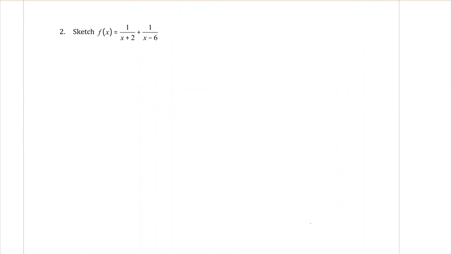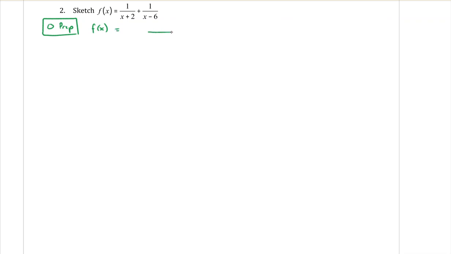One more, question 2. Oh my. Sketch f of x equals 1 over x plus 2 plus 1 over x minus 6. What the heck? So the first thing we do, which is not actually a step, is just to prep our equation so that we can read off any zeros and intercepts, which means I need to have one fraction and everything factorized. So f of x equals, my common denominator will be x plus 2, x minus 6.